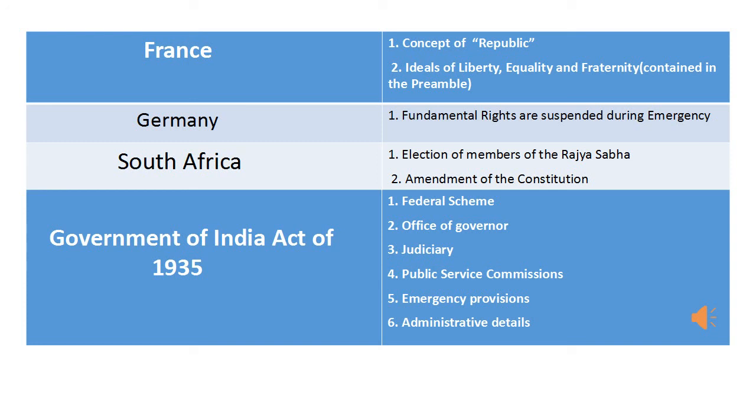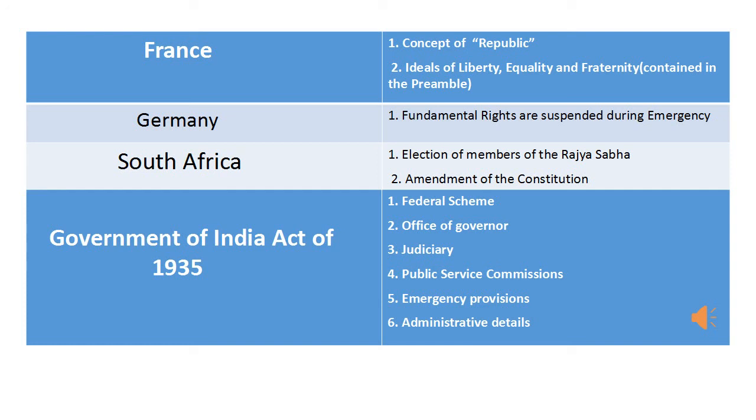After that, we have the Government of India Act of 1935. You must be wondering, the Government of India Act of 1935 is not any country's constitution, but still, this act owes a lot to our constitution because a lot of important features are borrowed from this act. First among them is the federal scheme, second, office of the governor, third, judiciary, fourth, public service commission, fifth, emergency provisions, and last is administrative details. That's why our Indian Constitution owes a lot to the Government of India Act 1935.